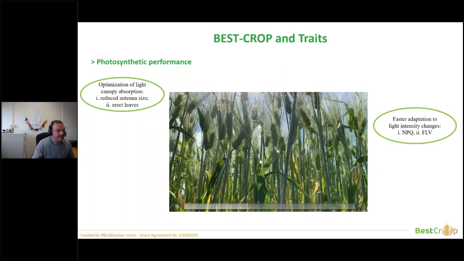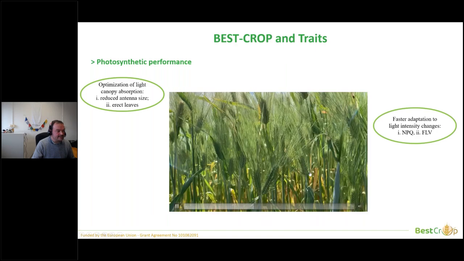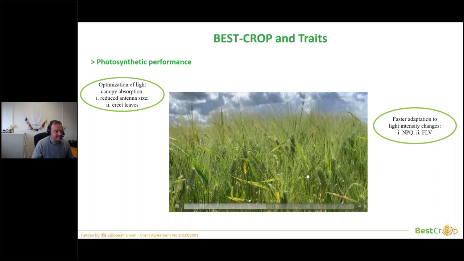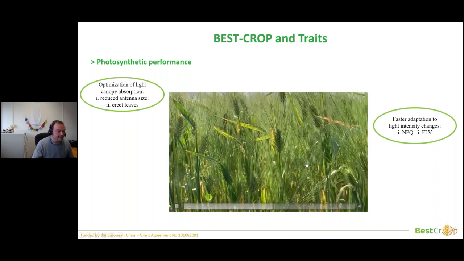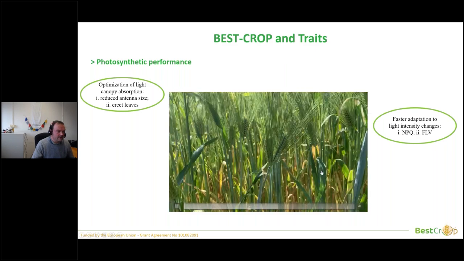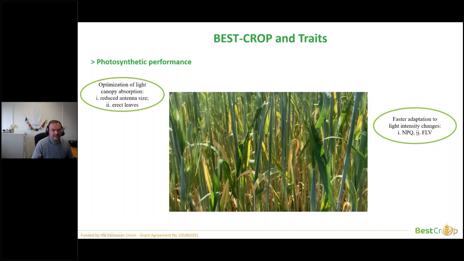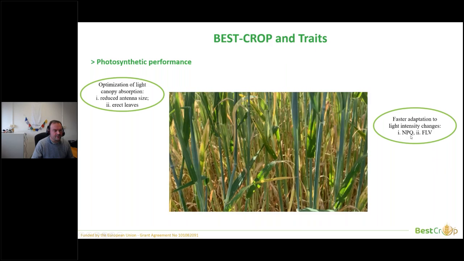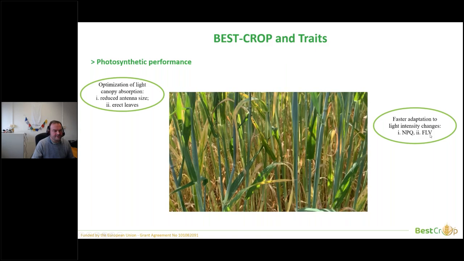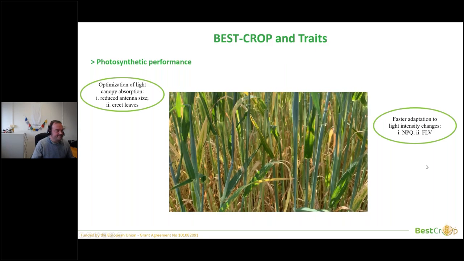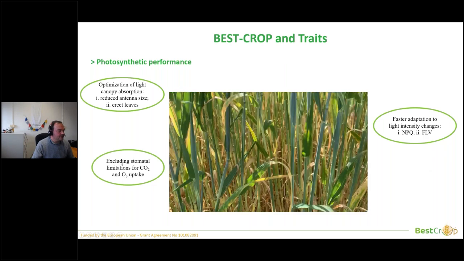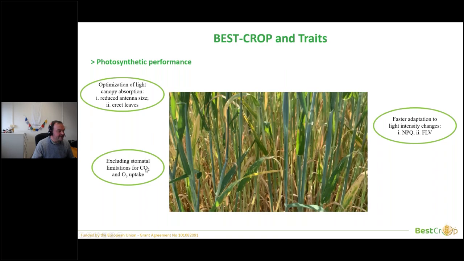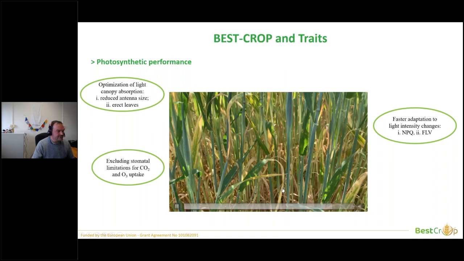We also aim to obtain lines that better adapt to the very rapid changes in light intensity due, for instance, as you can see in this movie, to the movement of the plants caused by the wind. And we are trying to do that by increasing the kinetics of non-photochemical quenching and by also introducing flavodiiron proteins. We also aim to modulate stomata opening for increasing the uptake of CO2 and ozone.